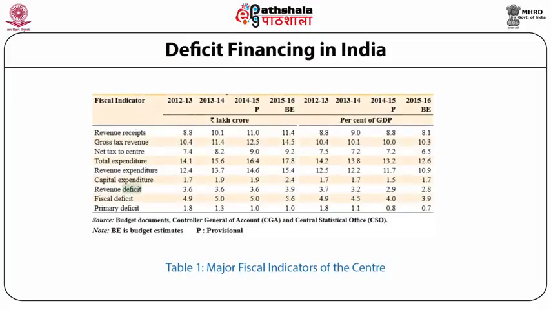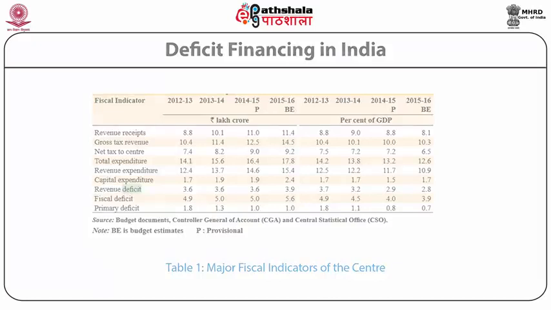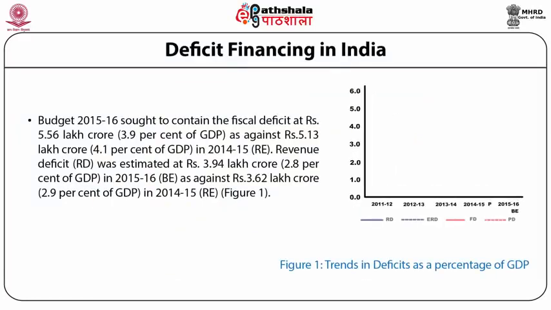Table 1 shows major fiscal indicators of the center, that is the government, from the year 2012-13 to 15-16. It is showing the revenue receipts, the gross tax revenue and net tax to the center, and total expenditure, revenue expenditure, capital expenditure, revenue deficit, fiscal deficit, and primary deficit through these years. Trends in deficit and deficit financing.